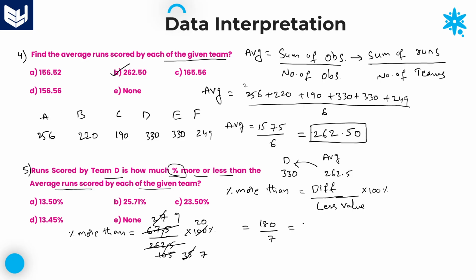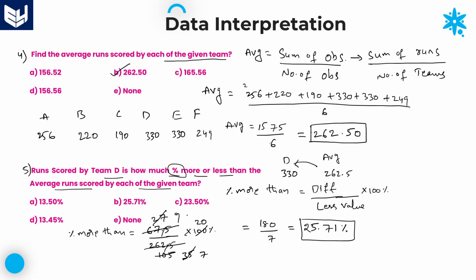This is the value that we need to calculate. 180 by 7. Here 7 2s are 14. Still we are left over with 4. 40. 40 means 7 5s are 35. Again 5 is left over, 50. 7 7s are 49. 1 is left over, 10. That means 7 1s are 7. So 25.71 percentage.